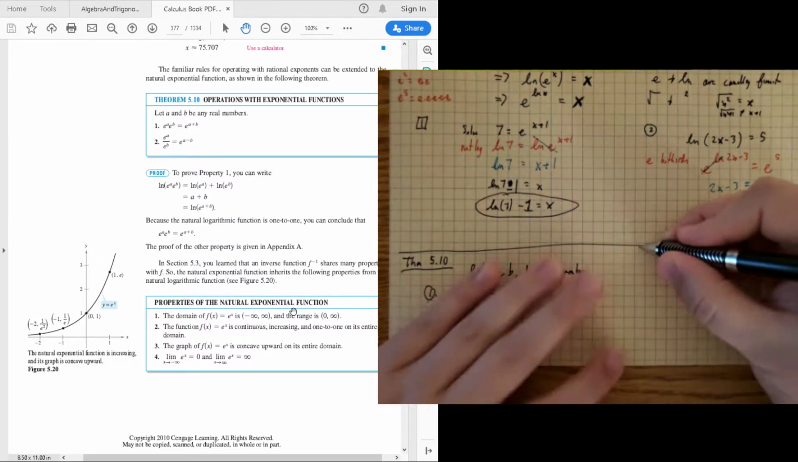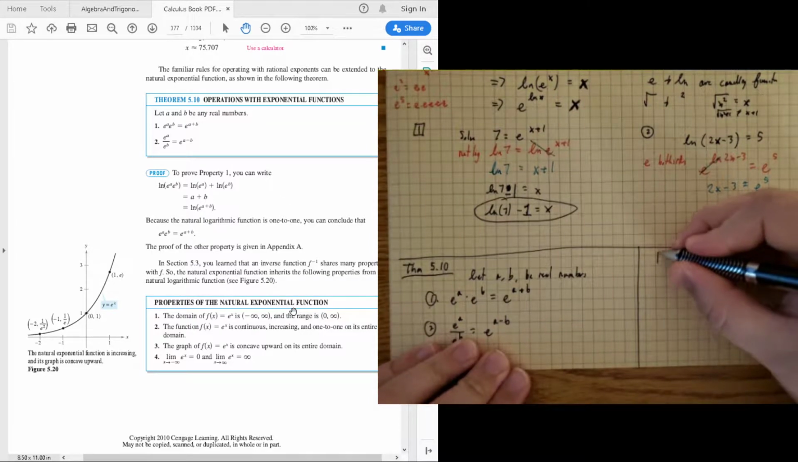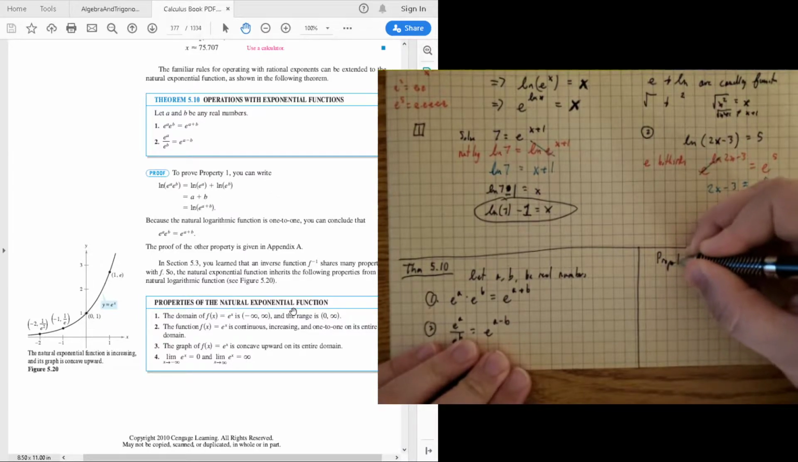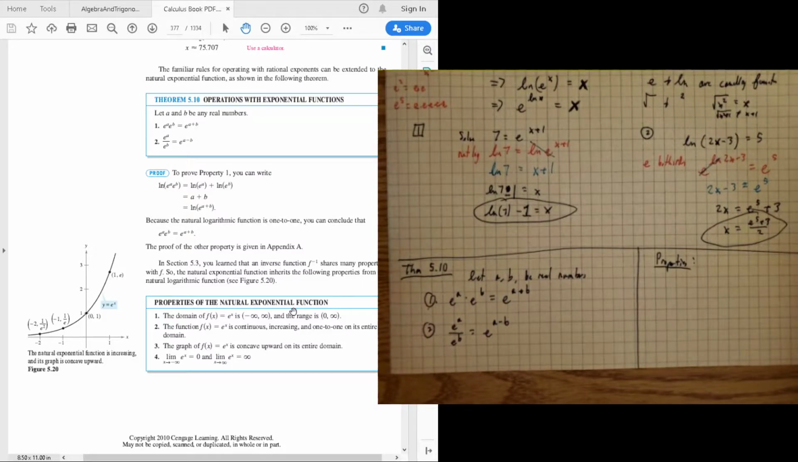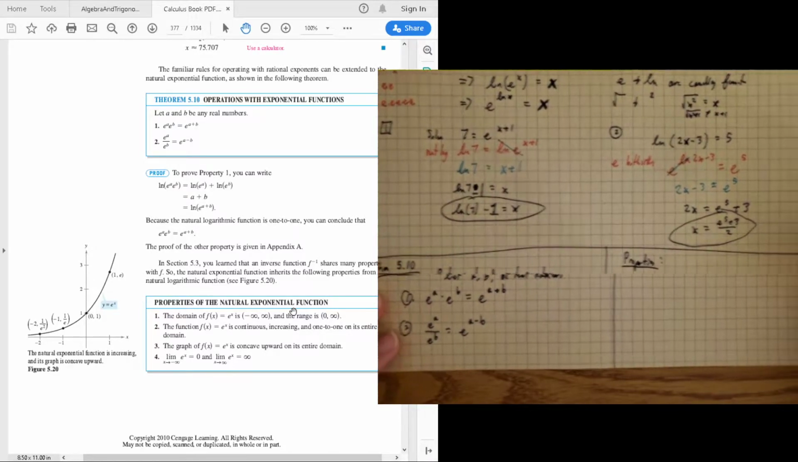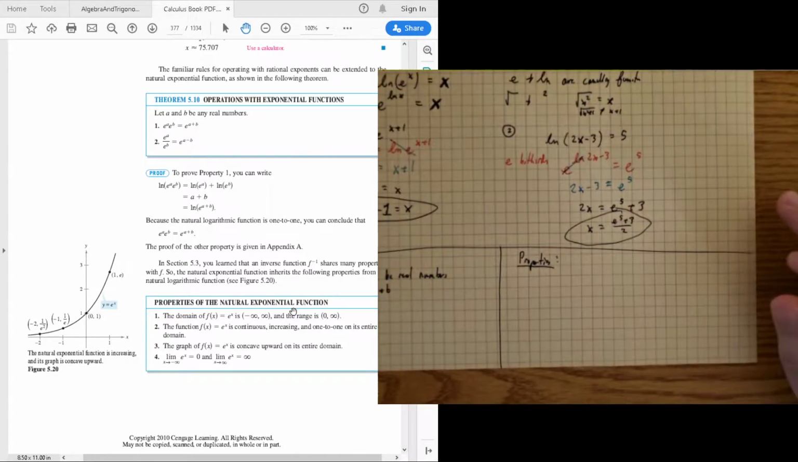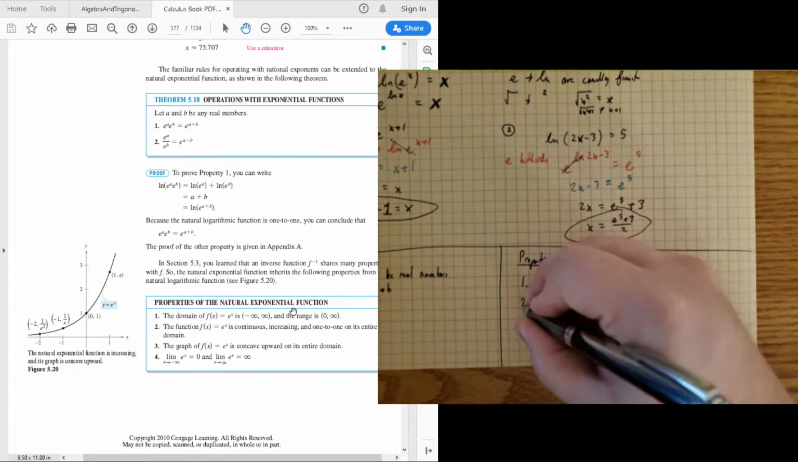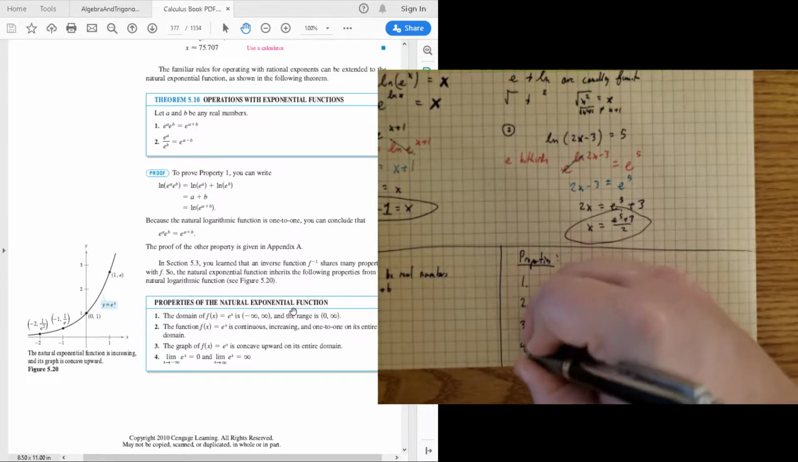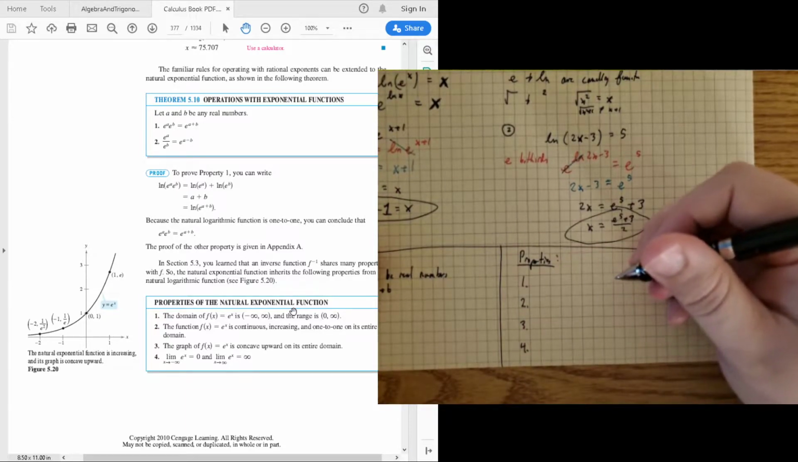Now, besides that, we have a list of properties. Included in this, or should I say not included in this, is the graph next to it. I think the graph is actually one of the more important things you can see. So let's talk about the properties, and then let's talk about the graph, one at a time.